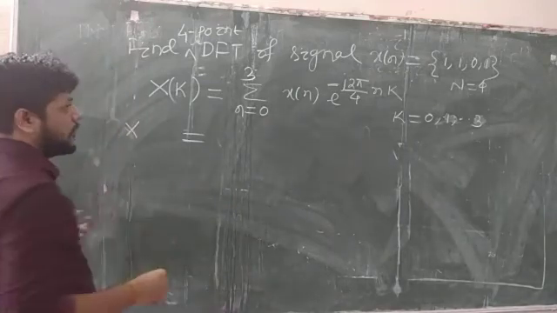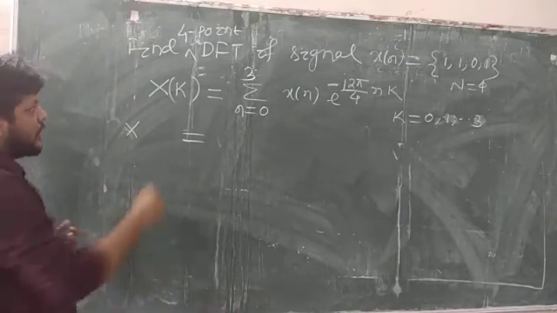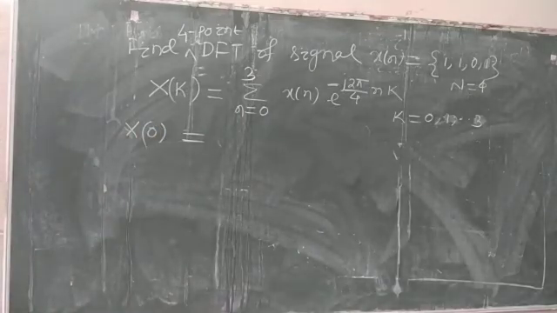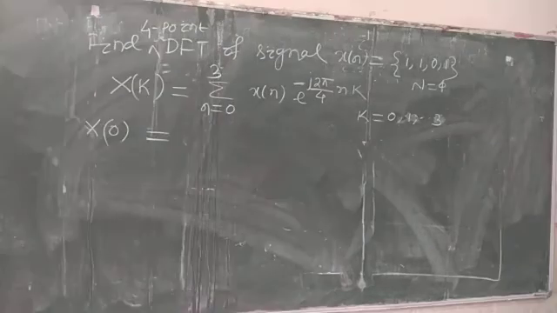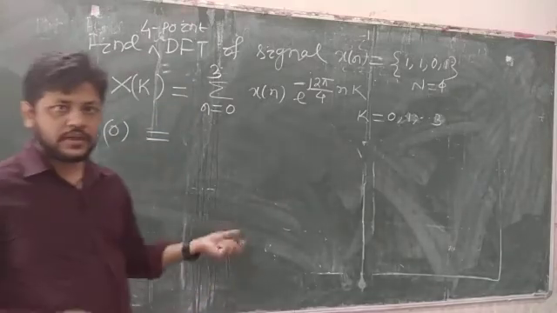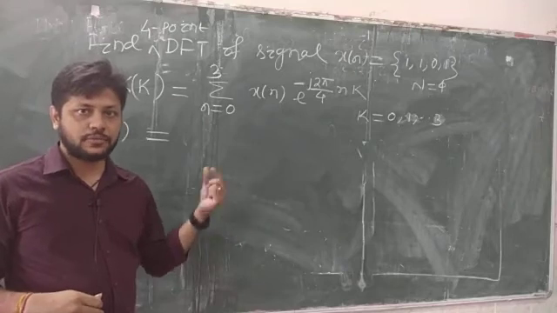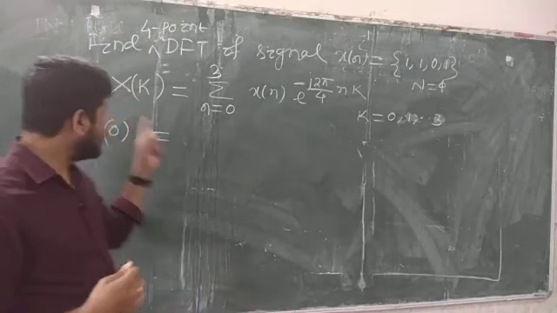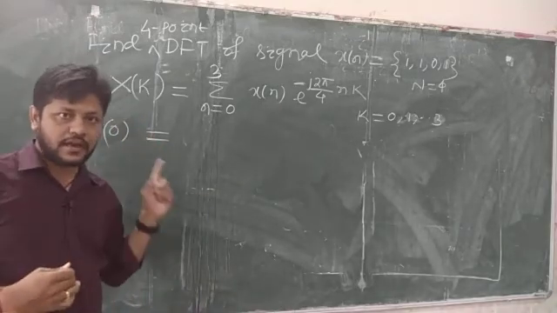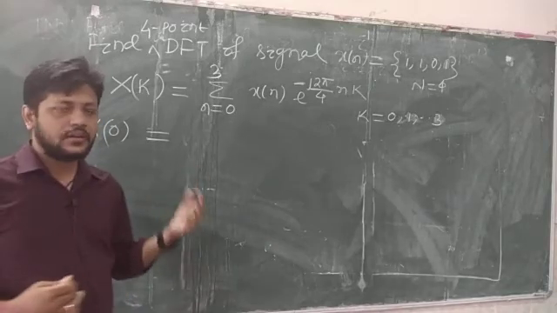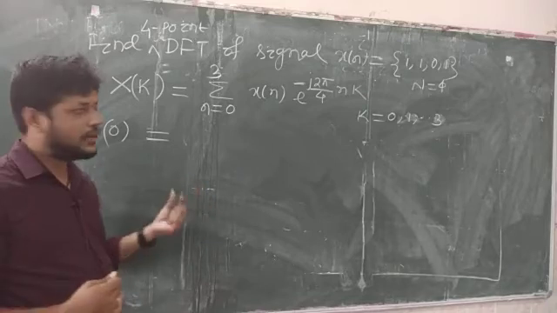Obviously we have to calculate them one by one. First we have to calculate x of 0, by putting k is equal to 0. Then in the next steps we calculate x of 1, x of 2, then x of 3. A 4 point DFT means we have to calculate it in 4 steps, individually: first at k is equal to 0, then k is equal to 1, then k is equal to 2, and then k is equal to 3.